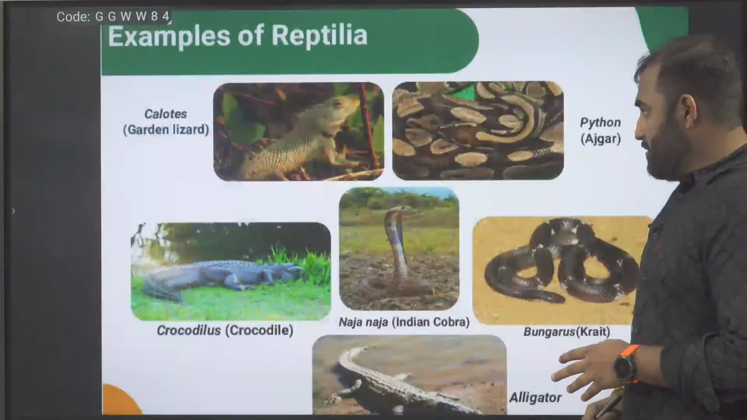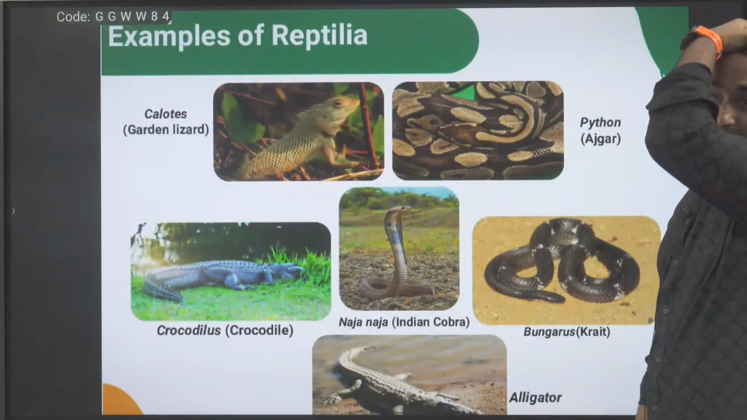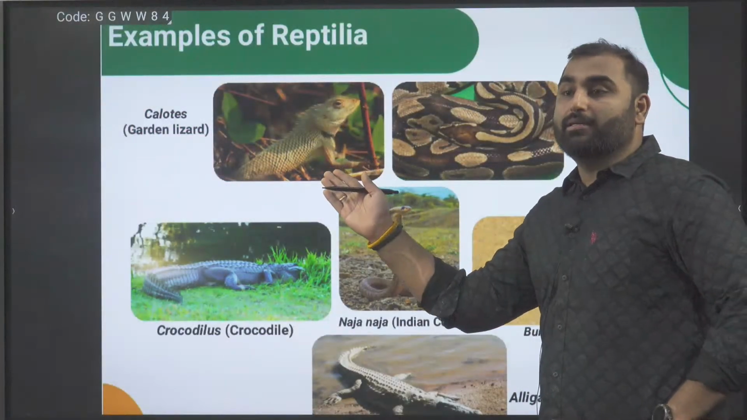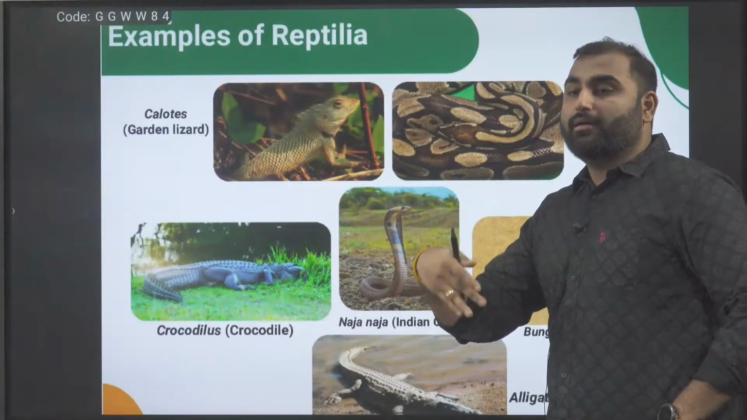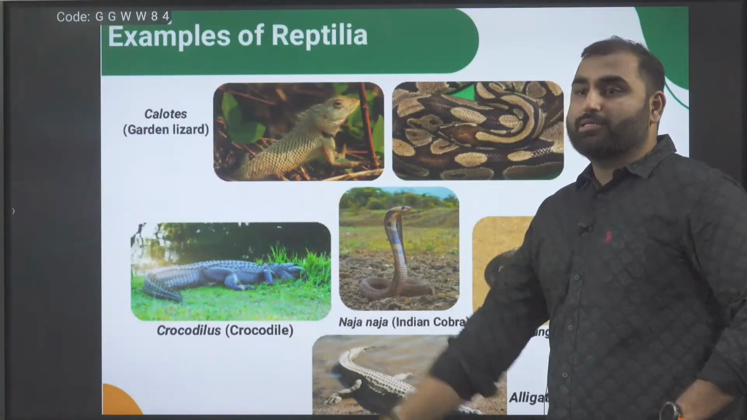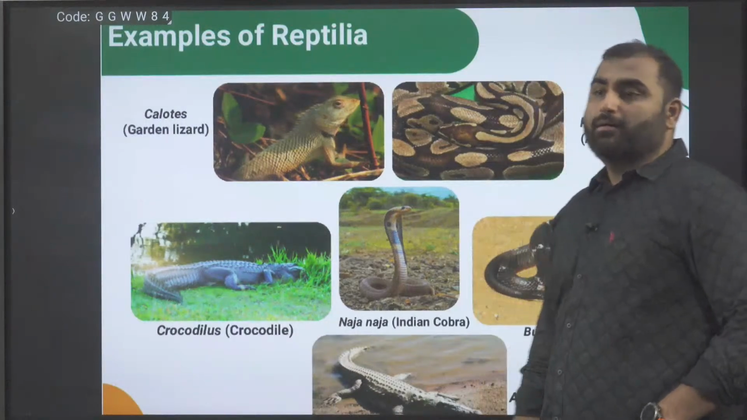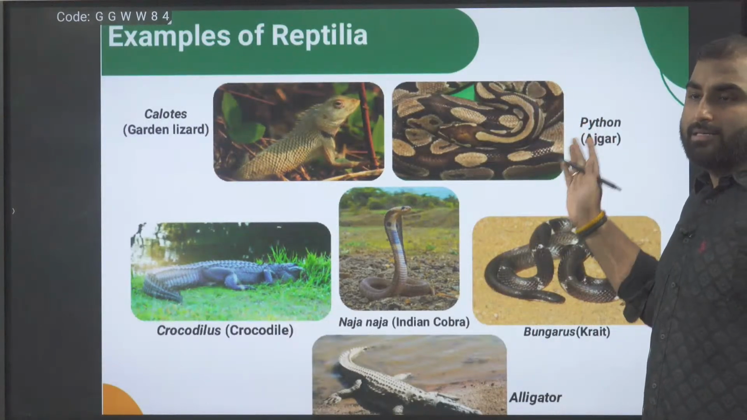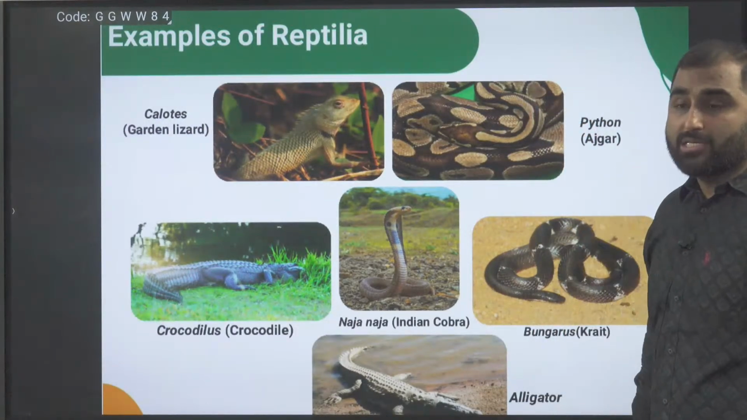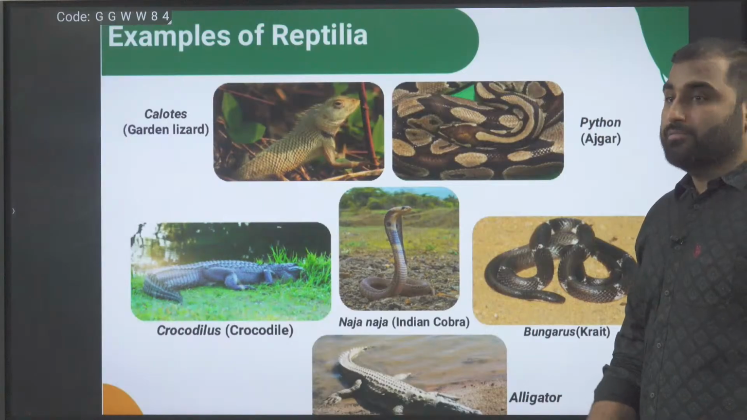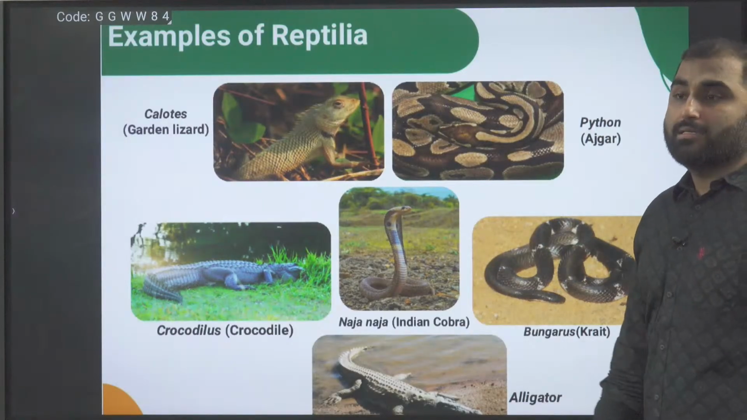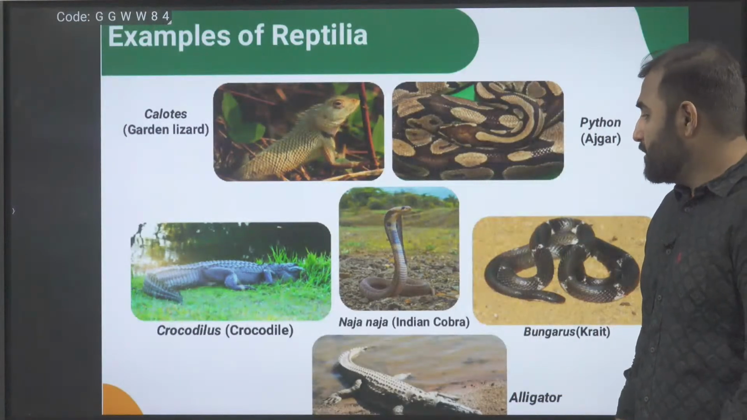Okay. Then we have the Calotes. You might have seen these running around here and there, from that side of the road to this side of the road in the garden. The Calotes, the garden lizard, and then we have the python, that is ajgar. Again, non-venomous, but very strong, with constricting muscles that can break the bones and all.